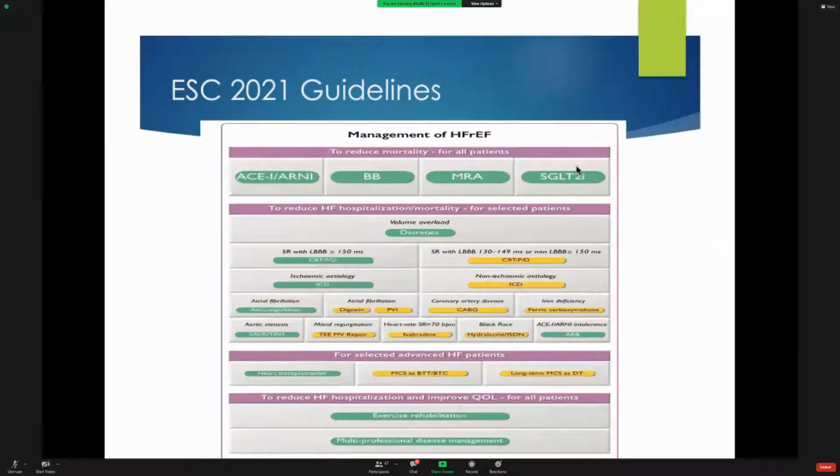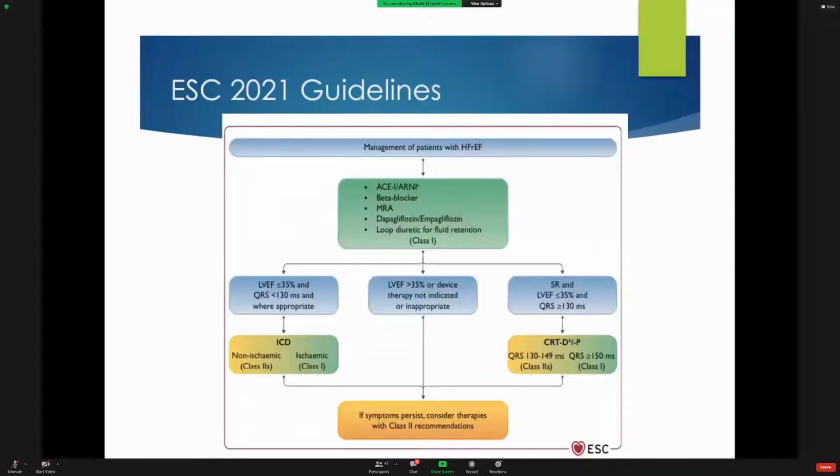Plus SGLT2 inhibitor. I start my patient now on that medication also. Okay, so here the management of patient with heart failure with reduced ejection fraction: AS, ARNI, or ARB, beta blocker, the DAPA and IMPA, this is the SGLT2 inhibitor, and loop diuretic for fluid retention. And then according to the ejection fraction, and all those criteria I gave you, you will decide about the ICD or CRT.